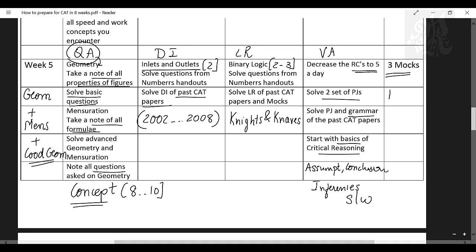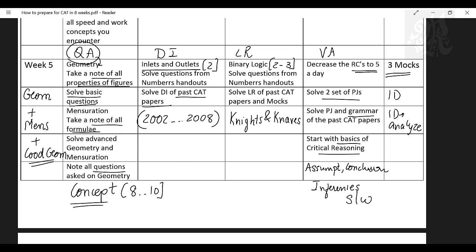Okay, when it comes to the mocks, you now have to write 3 mocks. So one day you'll write the mock, and one day you'll just analyze the mock. So keep one day for analysis. Okay, entire day just to analyze. Now when it comes to analysis, how will you analyze your mock? I'll talk about that when the mock analysis comes in. In that video I'll be speaking about how to analyze a mock.